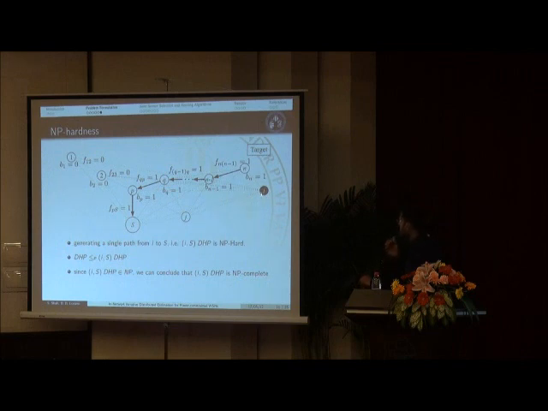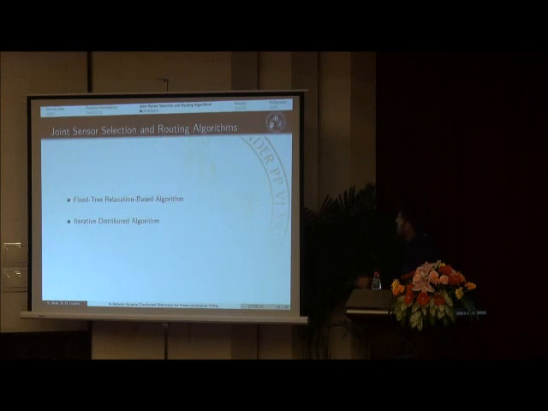So the DHP with an extra sensor can also be done in polynomial time, and this must be a little harder than the DHP problem. So, based on that, if we consider the optimization problem, it will be an NP-hard problem. Based on this concept, we propose two algorithms: a fixed tree relaxation based algorithm, and the next, an iterative distributed algorithm.